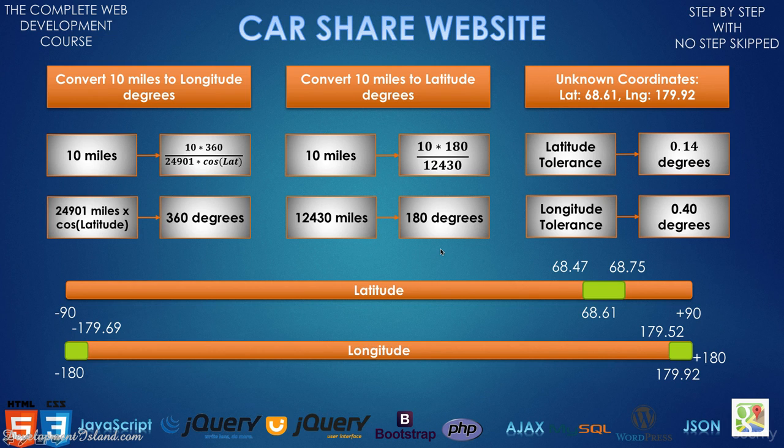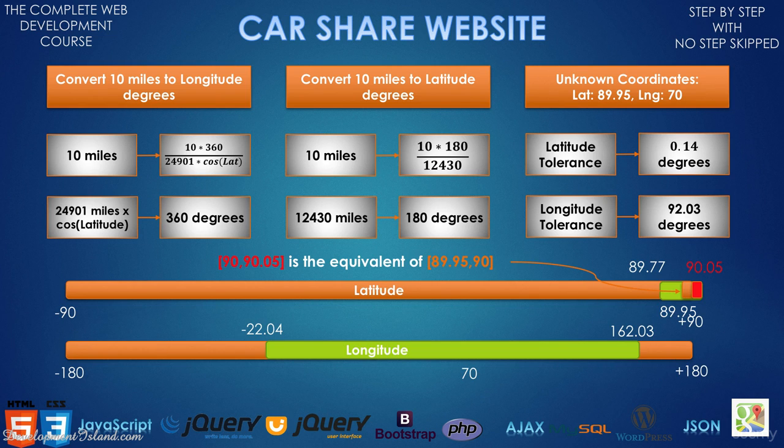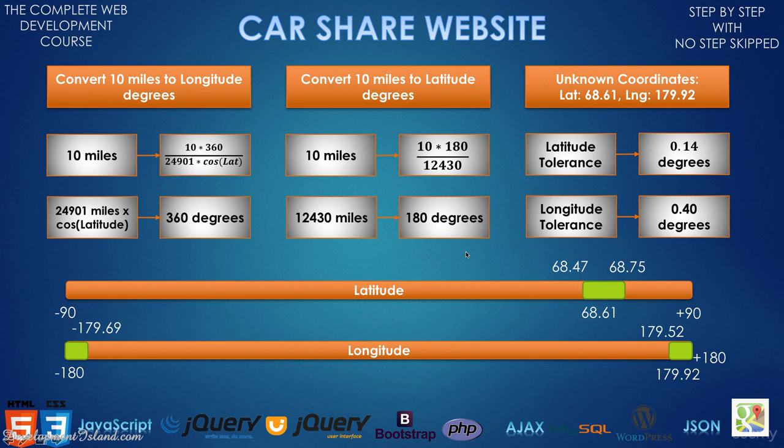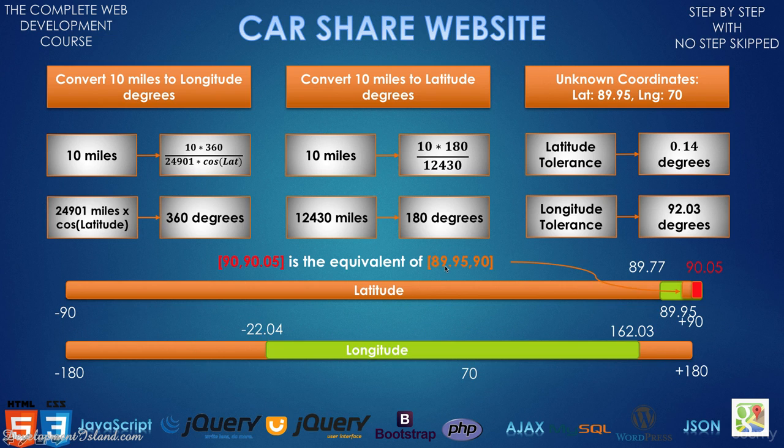Now let's look at an extreme case for the latitude this time. So we're going to pick up a point with a latitude which is very close to 90. So when we do our maths, we end up with a longitude which is within the right range, but we're going to end up with a latitude between these two numbers, and we're going to go beyond 90. So this interval is the equivalent of that one.